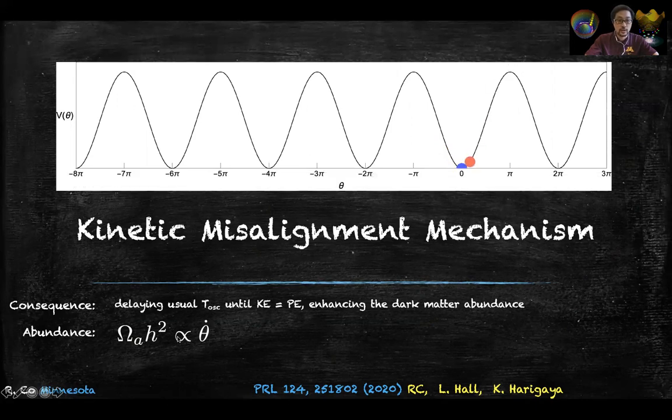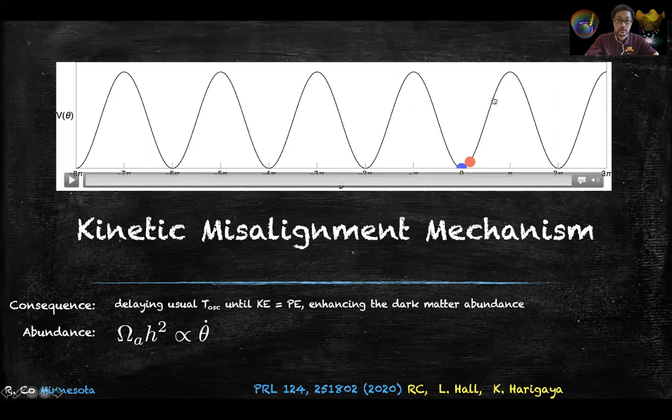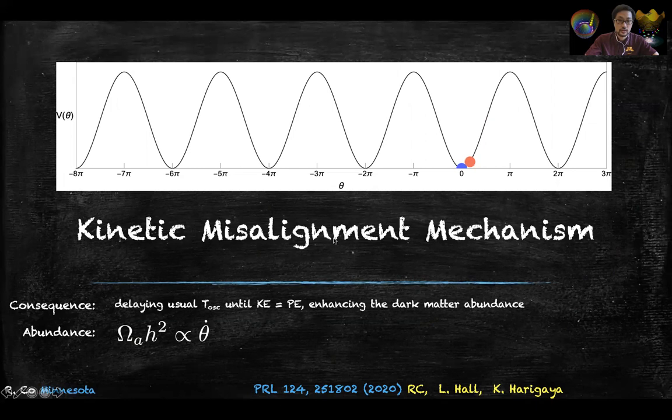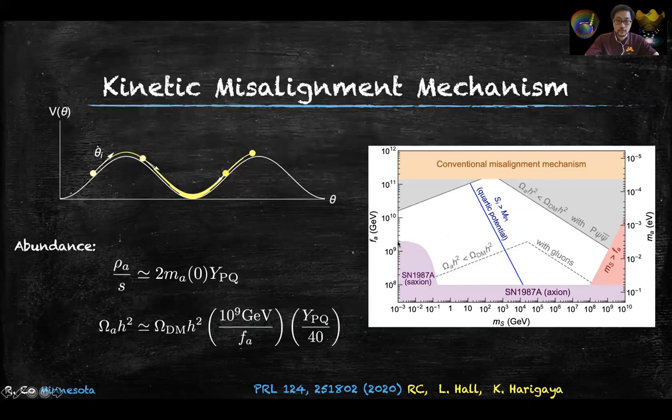In this case, the net effect is that we delay the onset of oscillation, and the oscillation will begin with the maximal misalignment angle, pi. So at the end of the day, this kinetic misalignment mechanism would enhance the axion dark matter abundance. So we have built some models to show open parameter space, but what is important here is that we're able to explain axion dark matter in the region where conventional misalignment mechanism will underproduce axion dark matter.